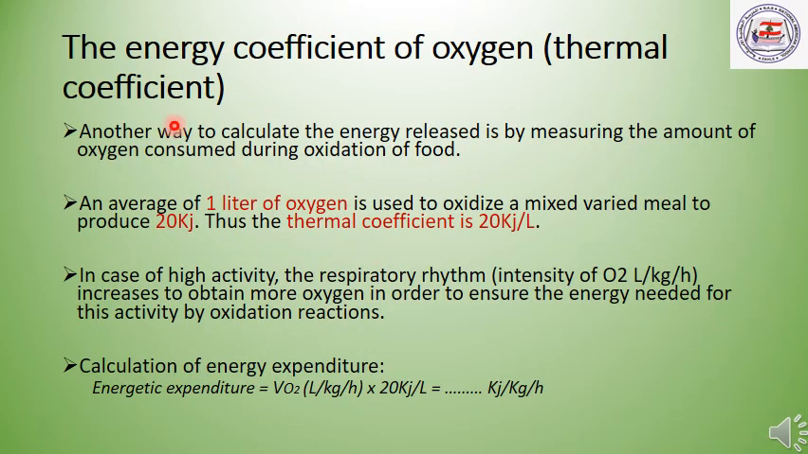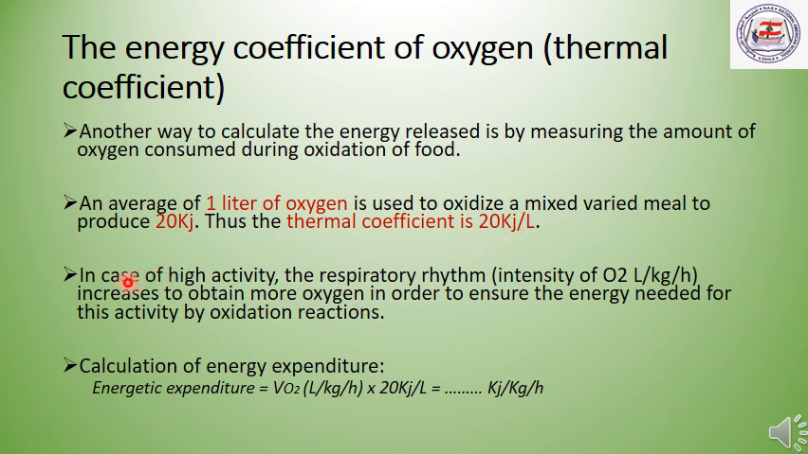We covered one way to measure the amount of energy obtained from oxidation reactions. Another way is by calculating the energy coefficient of oxygen, which is the thermal coefficient. So another way to calculate the energy released is by measuring the amount of oxygen consumed during the oxidation of food. An average of 1 liter of oxygen is used to oxidize a varied mixed meal to produce 20 kilojoules. So keep this in mind. The thermal coefficient is 20 kilojoules per 1 liter of oxygen.